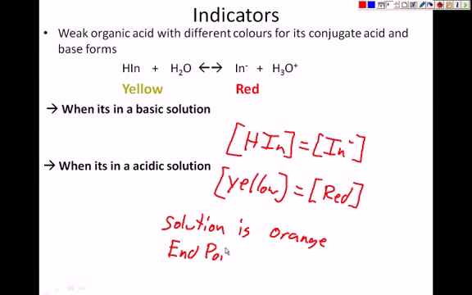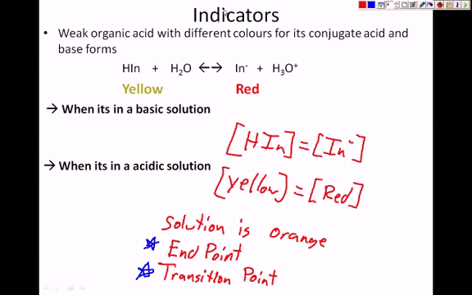When the concentration of HIN is equal to the concentration of IN minus, this is called an endpoint. That's called an endpoint when these are equal, or often many people call it a transition point. Transition means the point at which it's turning, the point between when it's turning from yellow to red. So it's transitioning, and the transition point is orange. So we call it a transition point.